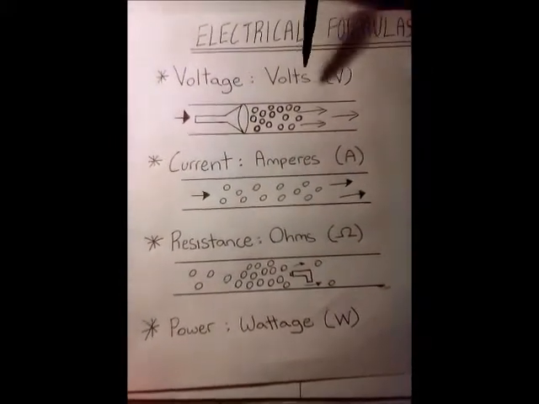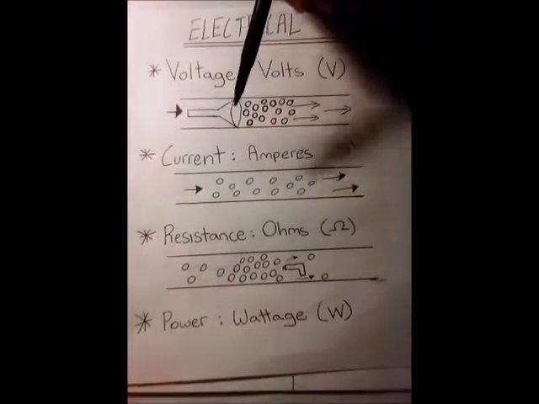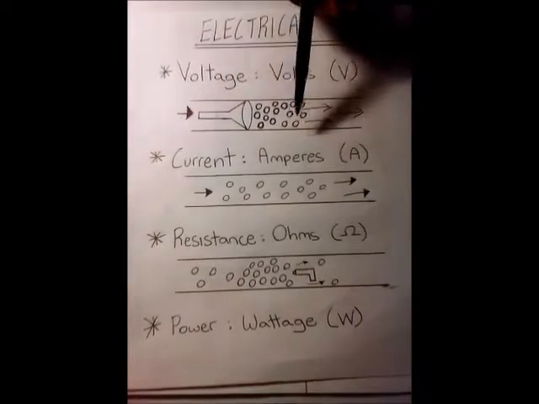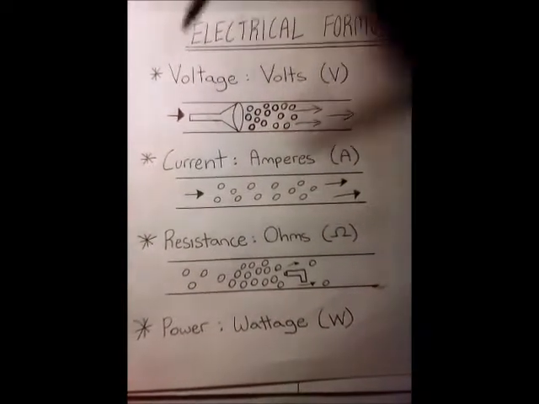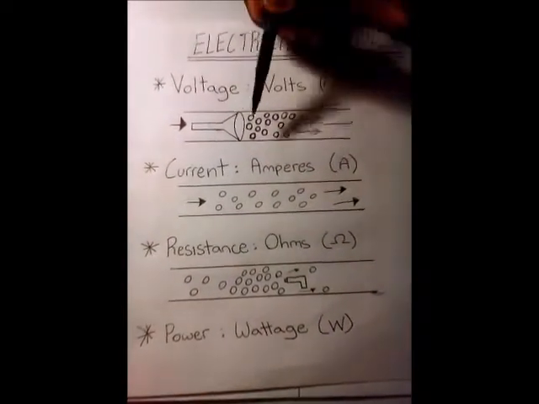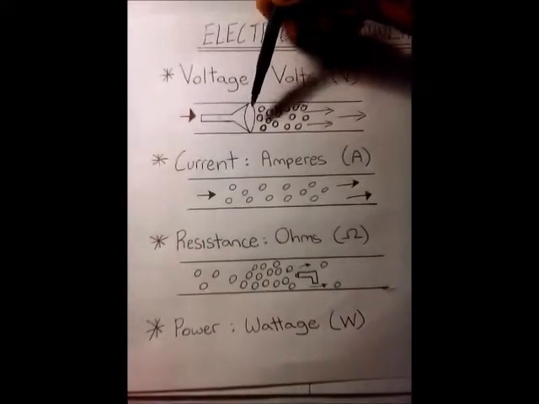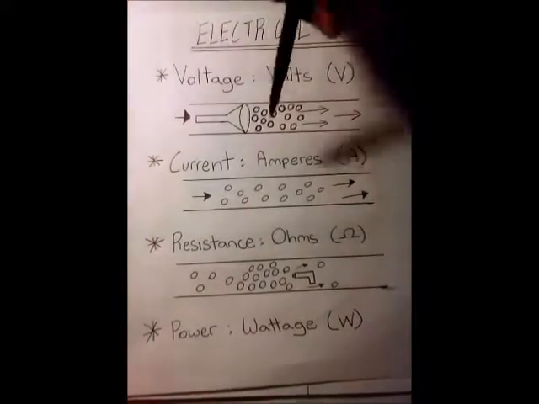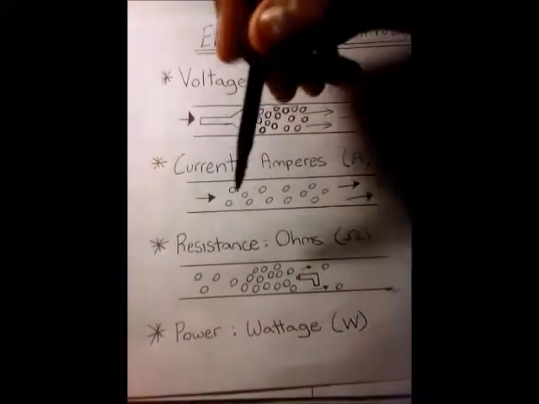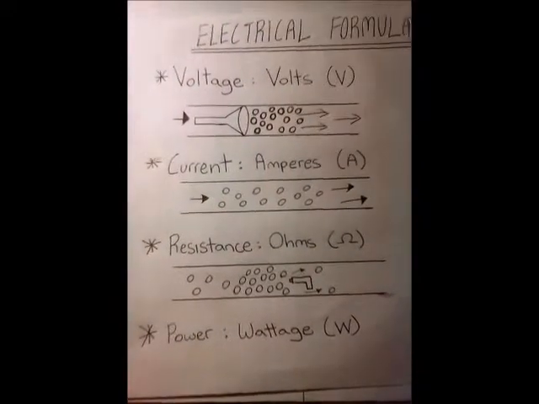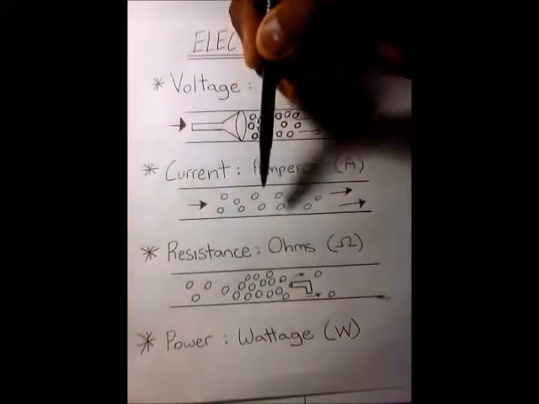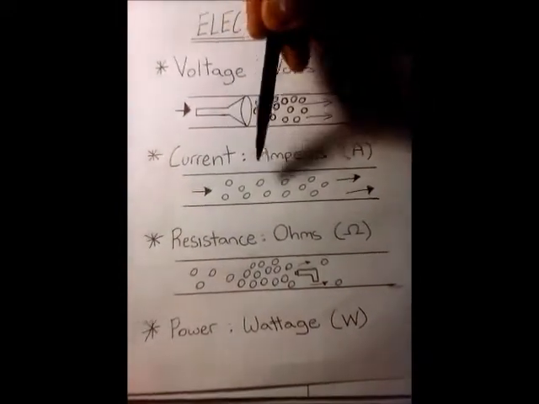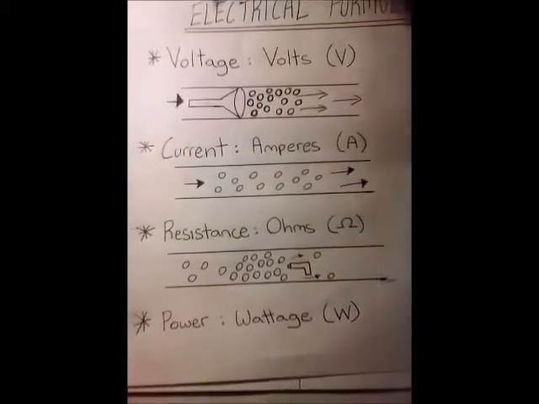Voltage is measured in volts. It's a force that pushes electrons in a circuit, as you can see here in the little drawing that I made. Some people call it an electromotive force. It pushes electrons along a circuit within a conductor or a semiconductor. Current is measured in amperes. It is the flow of electrons. So it's safe to say that voltage is the force that pushes current. Simply put.